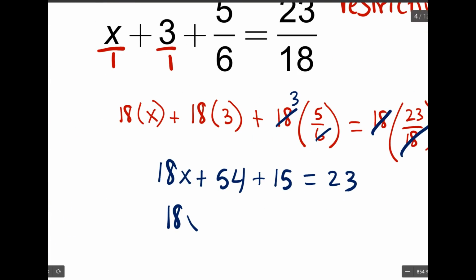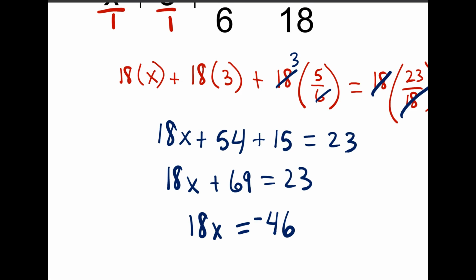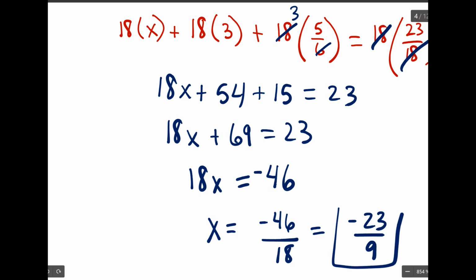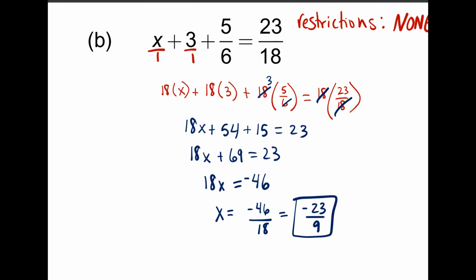So I have 18x plus 69 equals 23. Minus 69 from both sides. So that's negative 46. And then divide by 18. I see x is equal to negative 46 over 18. I can simplify that and say negative 23 over 9. And I don't have any restrictions on my domain, so that's it. I'm done. That's what x has to equal in order for this equation to be true.